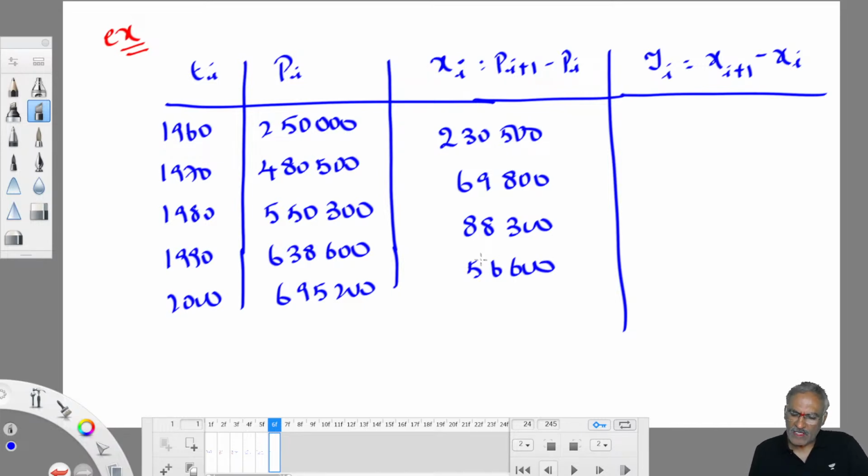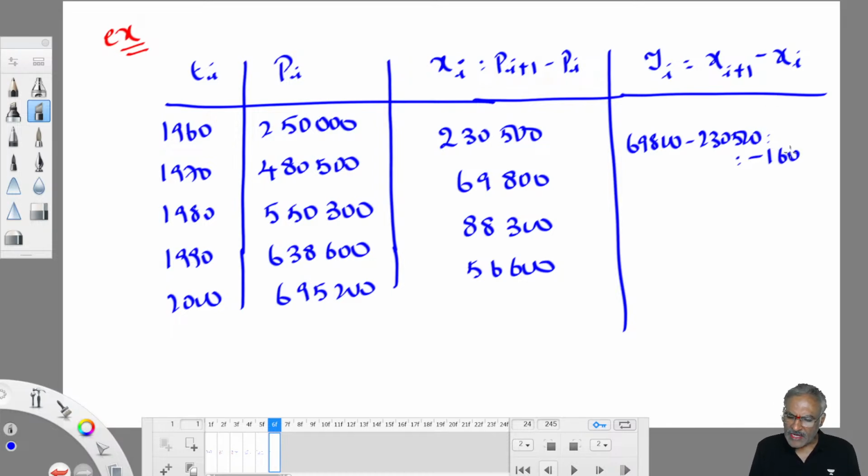Now to find out Y values, what we need to do? Lower X value minus upper X value to take. So that is 69,800 minus 2,30,500. Whatever you get, that is the X1, Y1 value. If you get a positive value, take positive; if you get a negative value, take negative.